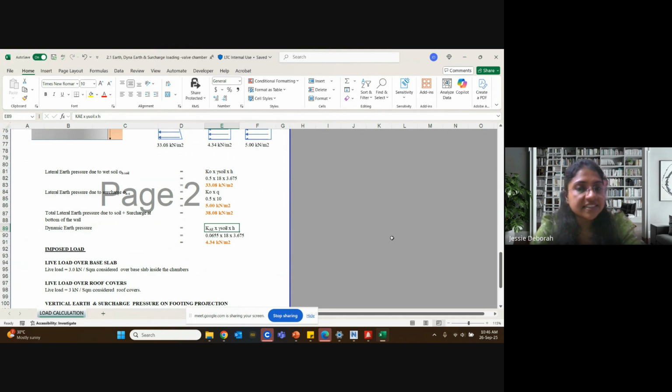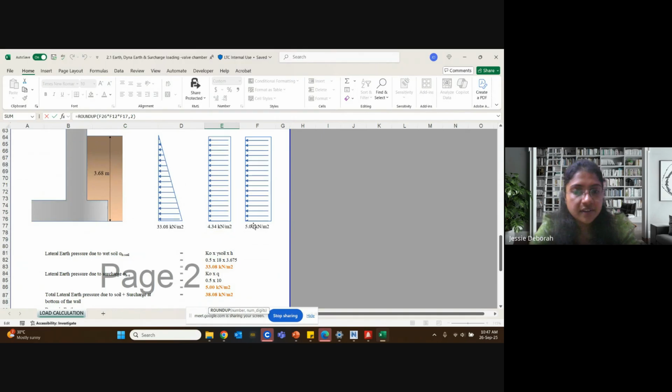What is K? As per your textbook, that is 0.065. So the soil density we know is 18, and then the height is 3.675. So that is what you get when you calculate.